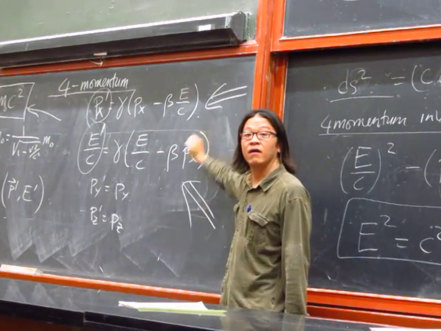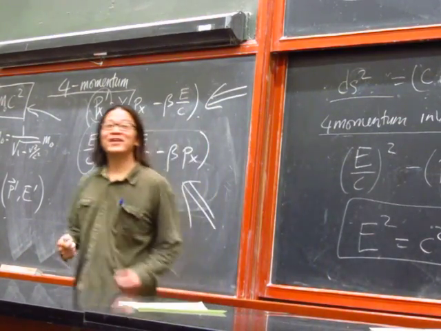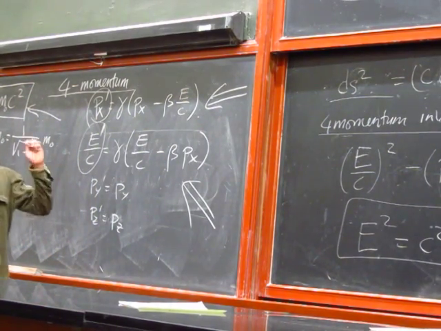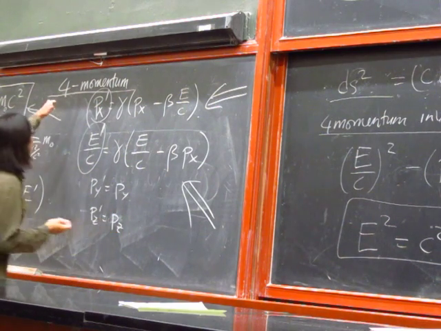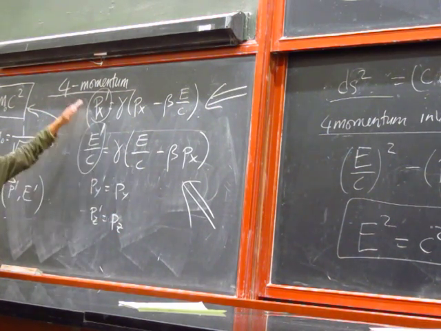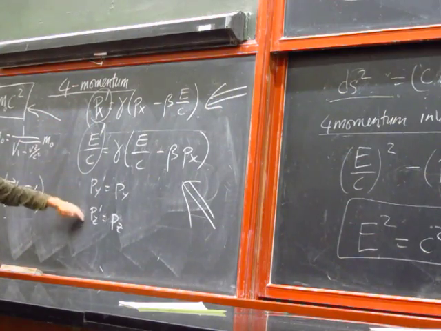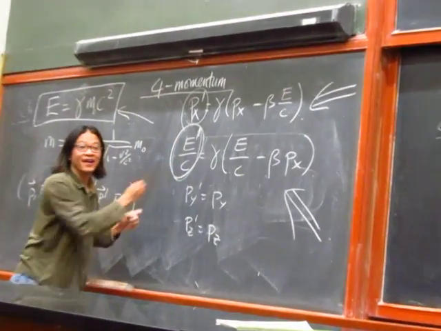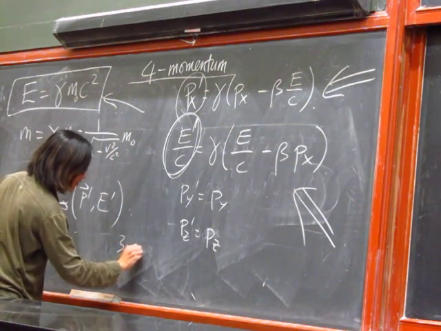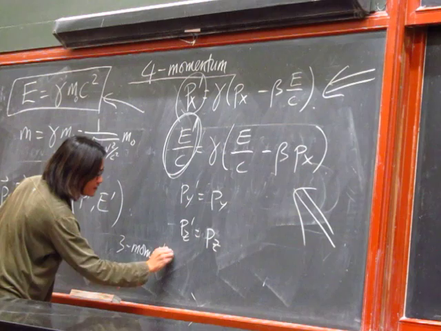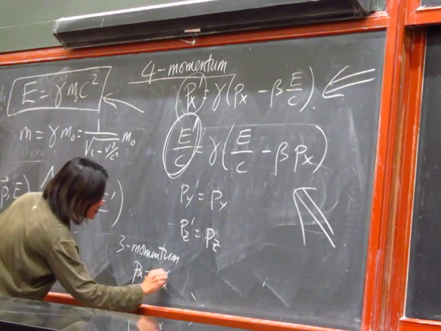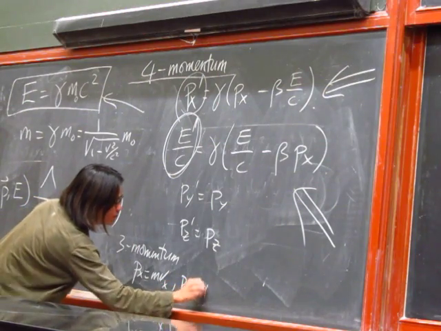Why do we call it four momentum? I don't know why it's called that. I think it's just to distinguish it, because there are four objects here that are somehow on equal footing: Px, Py, Pz, and then this object. It's just to distinguish it from three momentum. In Newtonian physics, the momentum is just px equal to m dx/dt.